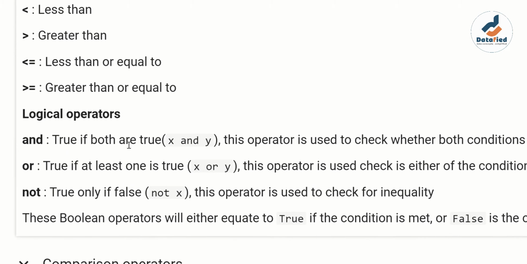Now we also have logical operators. There are basically three of them: and, or, not. The AND operator will return true if and only if x and y are both true. The OR operator will return true if at least one of them is true. The NOT operator is just the negation of x. So if it's not x, you say not x. Those are the three logical operators.